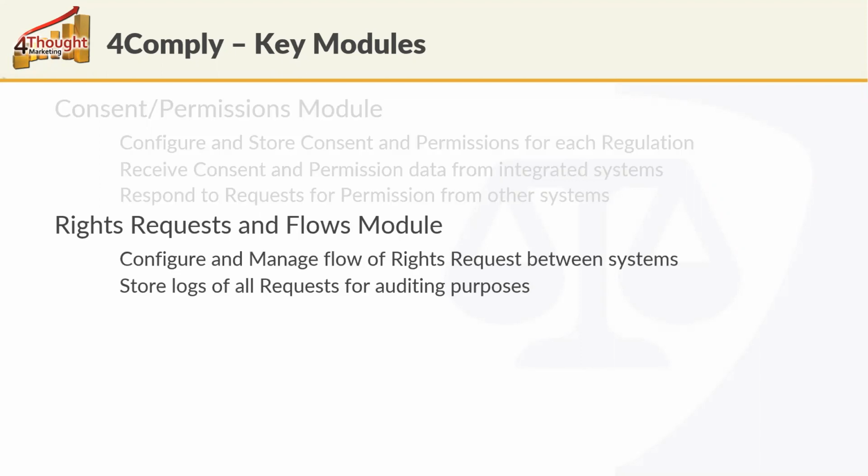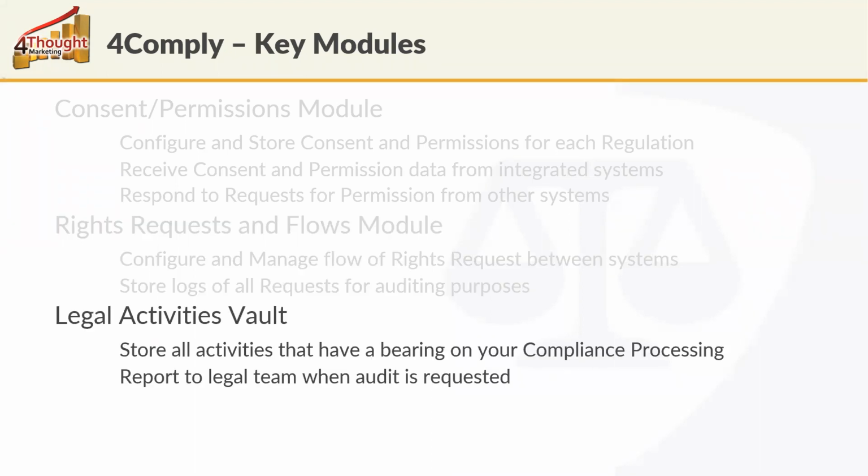The rights request and flows module. So again, you can configure and manage all of your flows for the different rights requests. And this stores a log of all the requests, again, for auditing purposes. So that if somebody has asked for the right to update, you can see exactly where they are in the process and if they've completed their request. The third item is the legal activities vault, which again stores all of the activities that might be required for an audit to respond to an individual who's asking, why are you communicating with me?